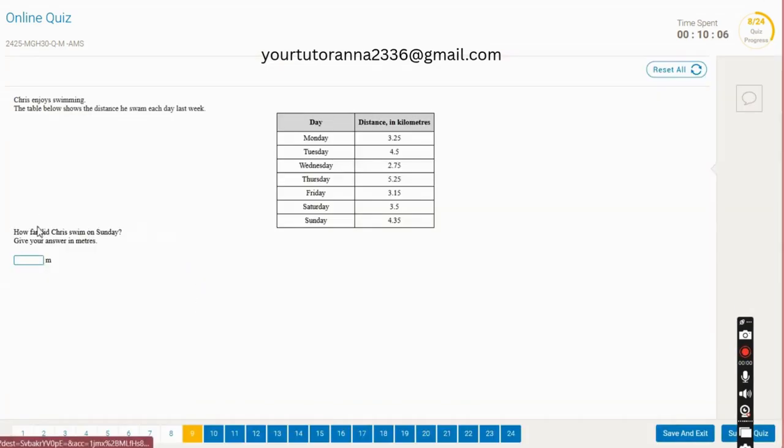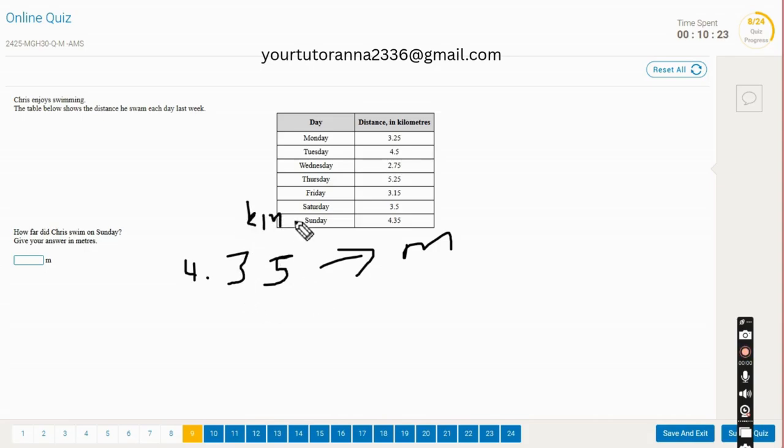And here, how far does Chris swim on Sunday? Again, what is Sunday? You're getting 4.35. Now, 4.35 is in kilometers. If you want to convert that into meters, what do you do? Remember, you will multiply it by 1,000. So you're going from kilometers, a bigger unit, to a smaller unit, and you need to memorize how many times you're going to move. So 3 times to reach meters.